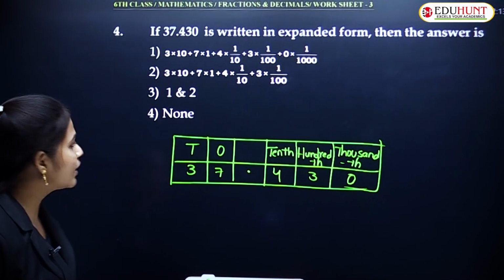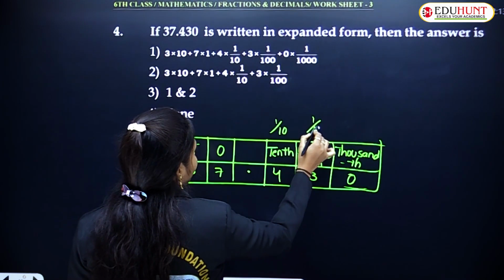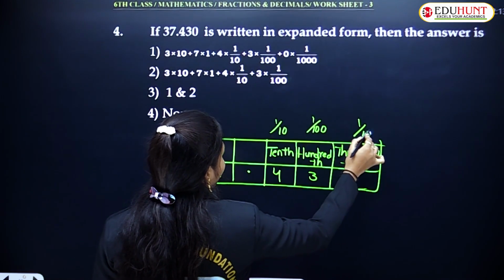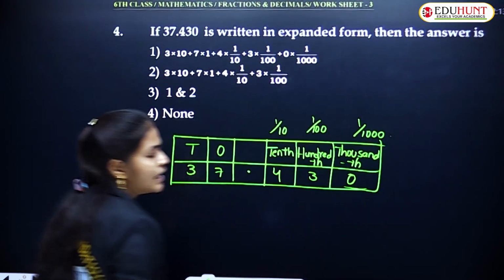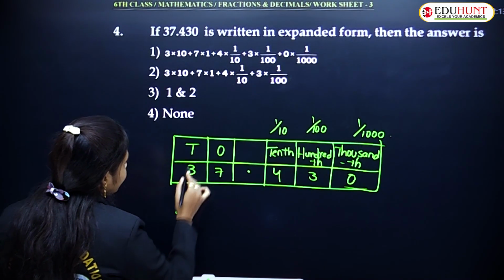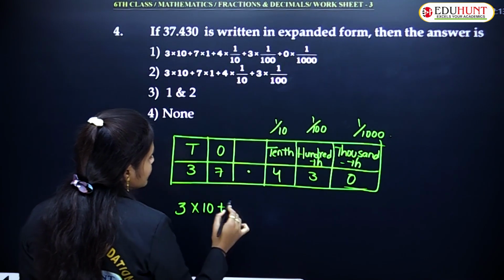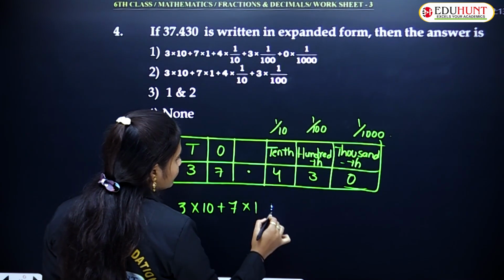1000th place. Okay, again we can write this one as 1 by 10, 1 by 100, 1 by 1000. Understand? Now what are they asking? Expanded form. 3 is in the tens place, so 3 into 10. 7 is in the ones place, so 7 into 1.